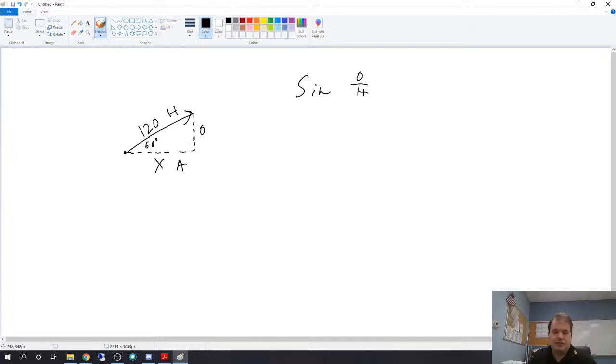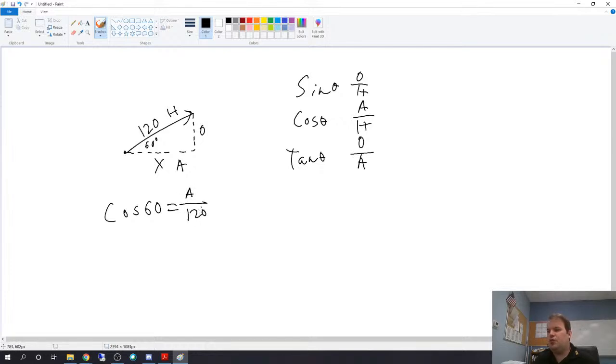We've done a lot with vectors, or with triangles and trigonometry already. Kind of going to gloss over this because you should know it by now. Cosine, adjacent over hypotenuse, and tangent, opposite over adjacent. And this is of theta, cosine of theta. All right, so the only one with the sides that we want is cosine. So we're going to have cosine of 60 is equal to adjacent, which we don't know, over 120.